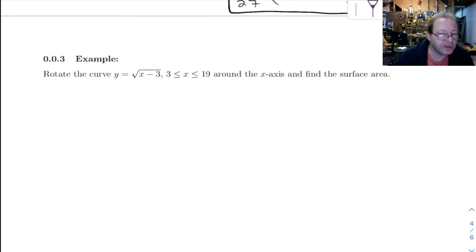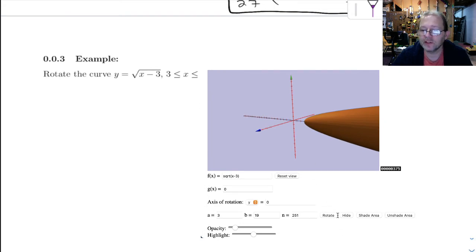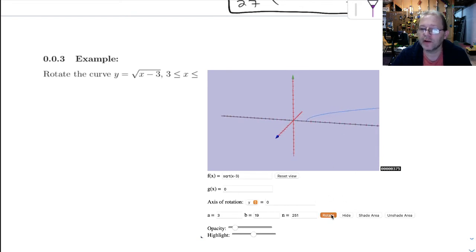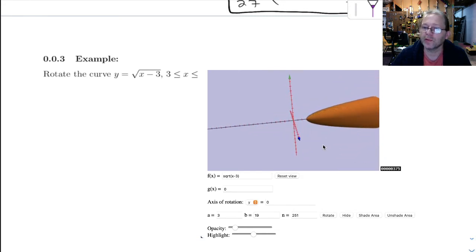All right, so the curve is going to look like this. It's a square root graph shifted over by 3 units. And when you rotate that around, you get this, looks like a blimp, sort of, or part of a blimp. So we're going to find the surface area of that.